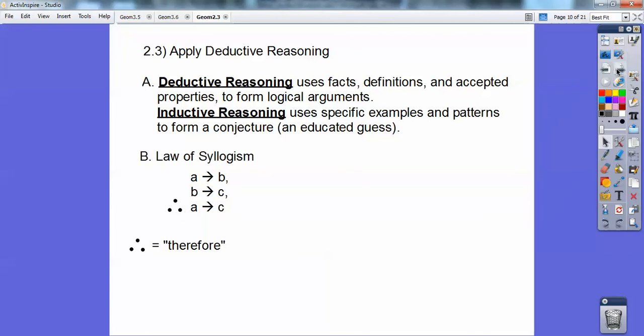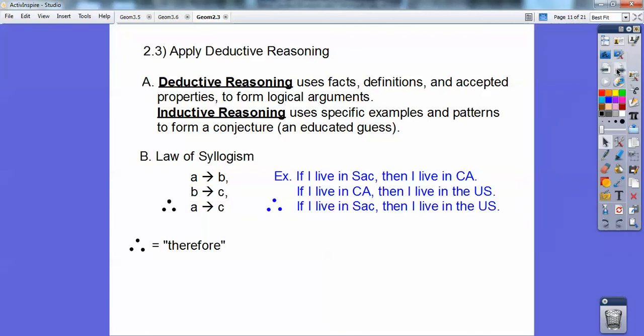For example, if I live in Sacramento, then I live in California. Notice the conclusion is the hypothesis of the next one. If I live in California, then I live in the United States. Something brand new, it's not Sacramento or California. So therefore, I can say if I live in Sacramento, then I live in the United States. And that's true as long as you accept that if this is true and if this is true, then this one has to be true.